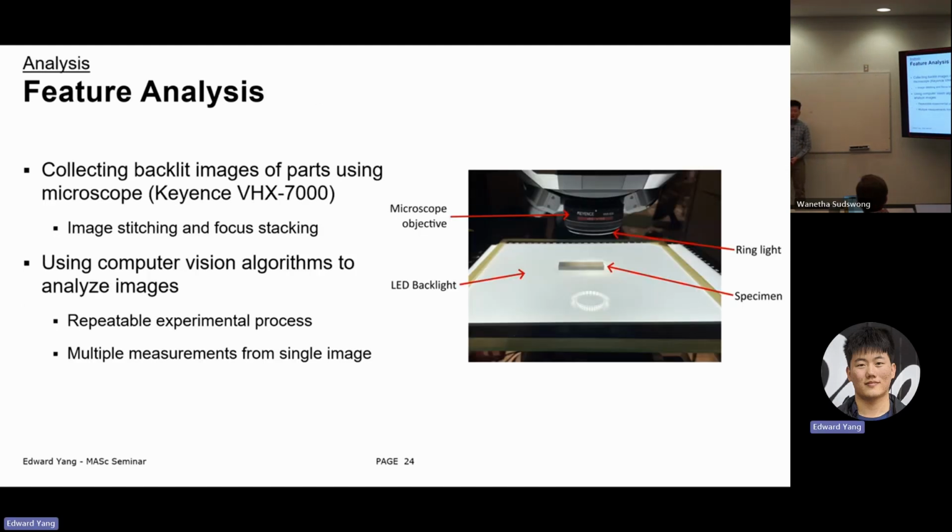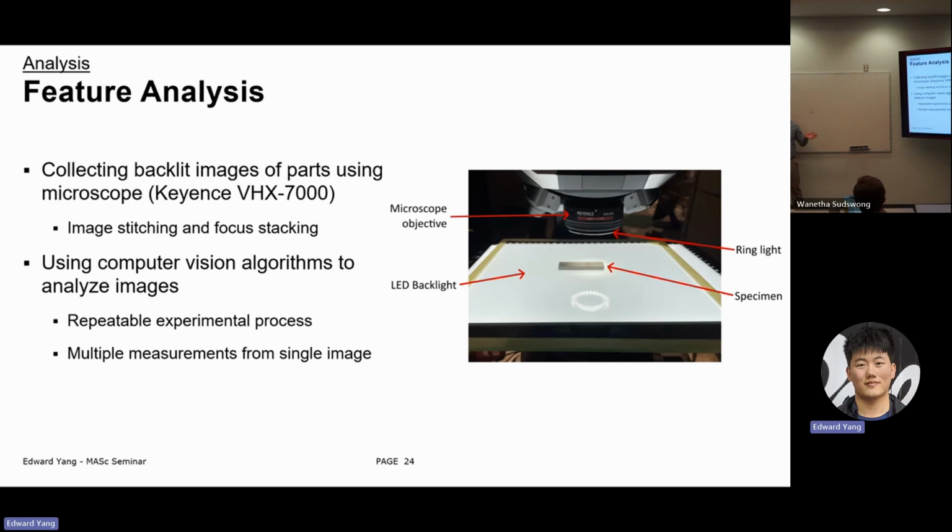For the feature analysis, what I chose to go with was using backlit images of the parts using a microscope. In this case, it's the Keyence VHX7000. The Keyence provides image stitching and focus stacking to improve the quality of the image as well. The reason for the backlit images is to highlight any areas that may not have had powder removed. So I want to make sure that if a feature is successfully printed, it is visible from the top through the bottom, and there's no excess powder that will be seen by blocking the light.